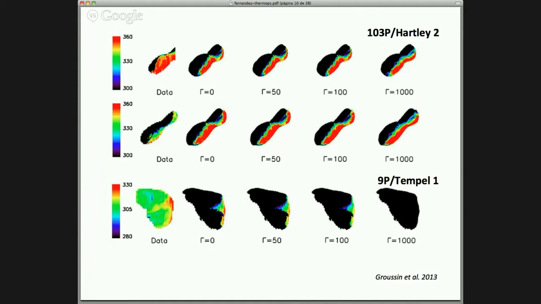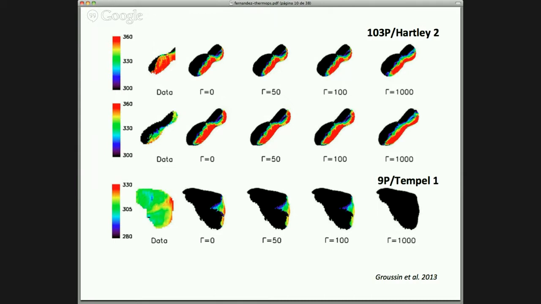The first column is the temperature map in the data. You can see the scale bar here for what the temperatures are. Again, this is the morning side. This is the afternoon side. These are Hartley 2. This is Tempel 1. And the knob they had to turn on their thermal model was the thermal inertia knob, right? So capital gamma. And you can see that it didn't matter what gamma they chose. They never were able to reproduce the temperature map, right? So the simple thermal model wasn't actually able to reproduce the data.